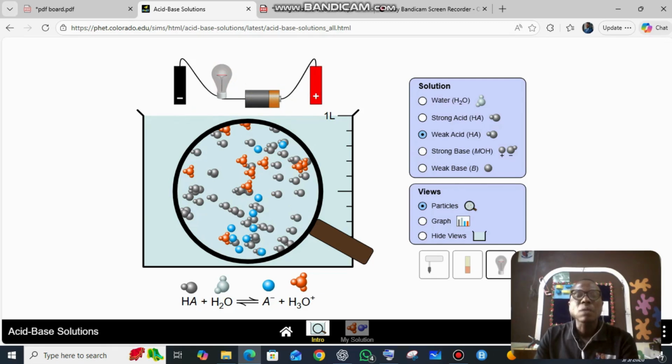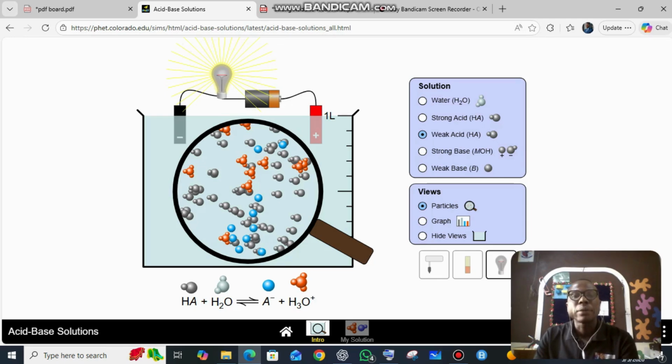Will it also glow brightly like the strong acid? Look at it. As I started, look at what happens. It does not glow brightly. It's dim. It shows that weak acids have low conductivity. They conduct less when compared to strong acids. Why? Because they ionize partially, and because they ionize partially, electrons will not flow easily and the bulb will not glow brightly.